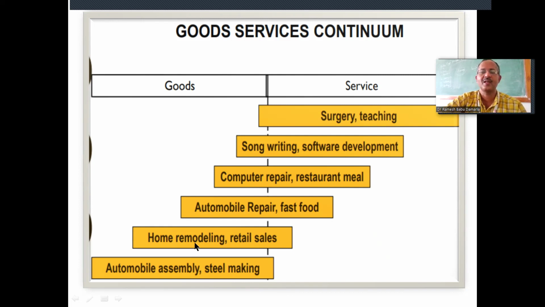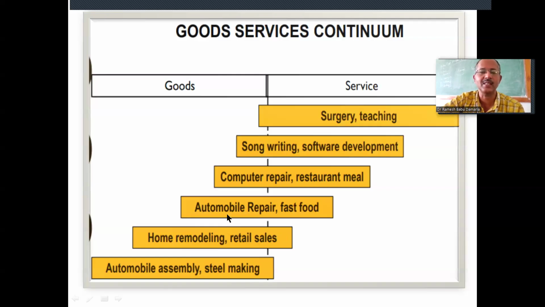When you see a house reconstruction, kitchen remodeling, house remodeling, or retail sales, slightly more service component is involved compared to steel making. About 70 to 80% is goods component, about 10 to 20% is service component. What service component is extra here? House remodeling needs experienced carpenters, painters, finishers, fitters, welders. So there is some service involved in this.